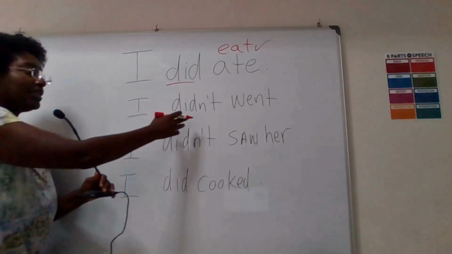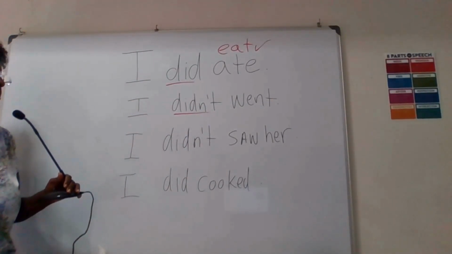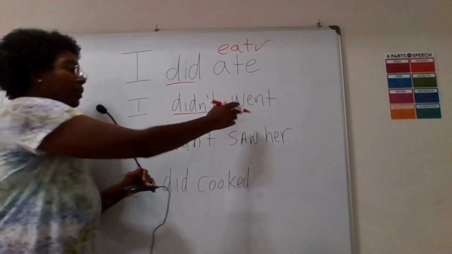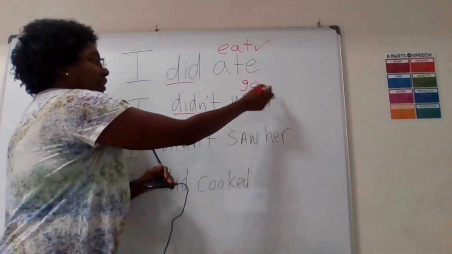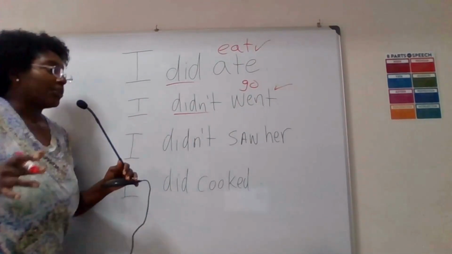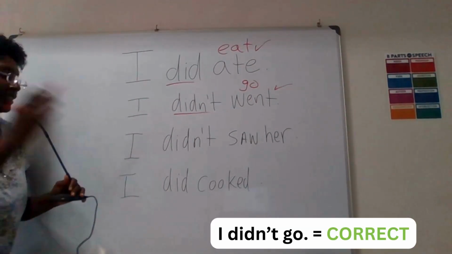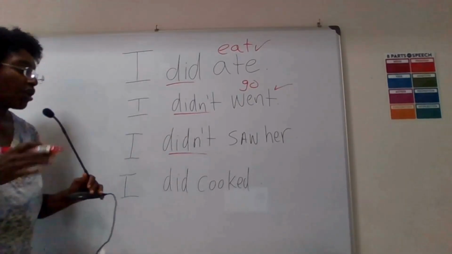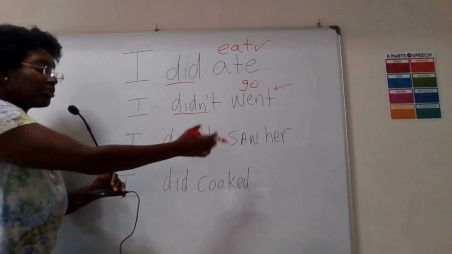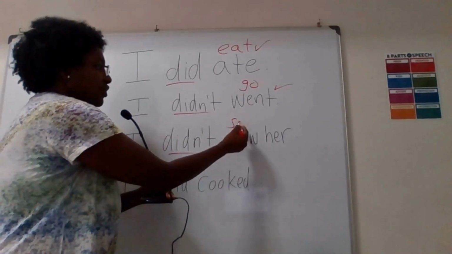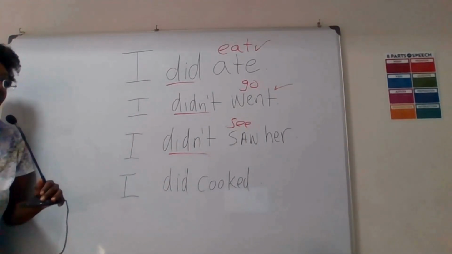Next one, also didn't. Didn't is already in the past tense. The next verb must stay in the base form. Went? No. What is the base form of went? It comes from go. Now it's correct. I didn't go. Next one, I didn't saw her. Same thing. Didn't is already in the past tense. The next verb, saw, comes from what verb? What's the base form of saw? See. So now it's correct to say, I didn't see her.